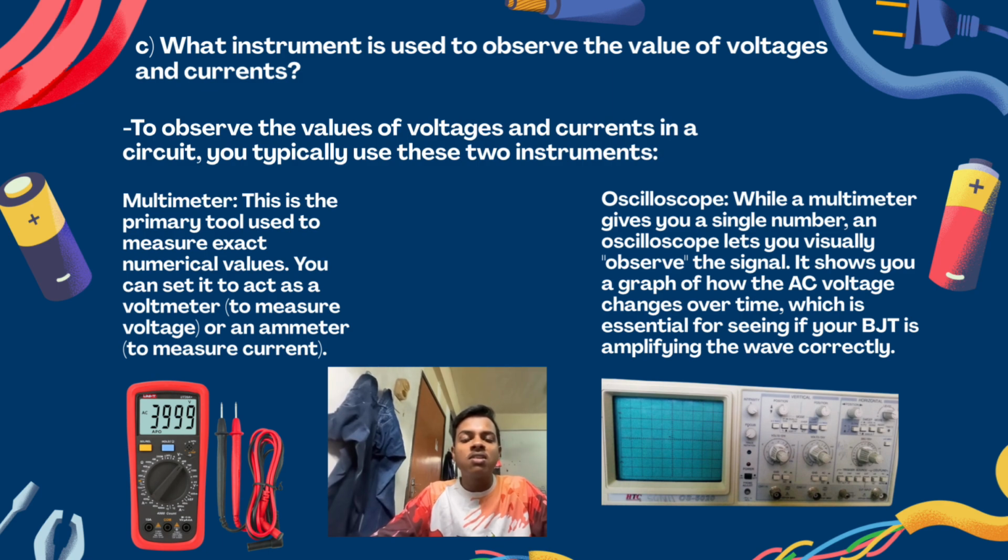Another one is the oscilloscope. While a multimeter gives you a single number, an oscilloscope lets you visually observe the signal. It shows you a graph of how the AC voltage changes over time, which is essential for seeing if your BJT is amplifying the wave correctly.